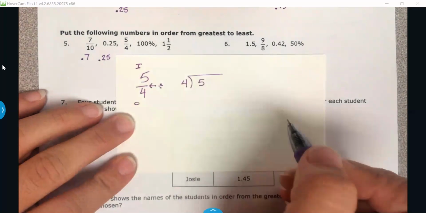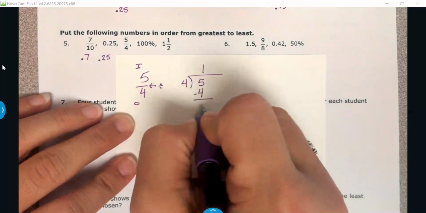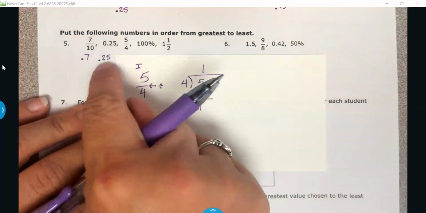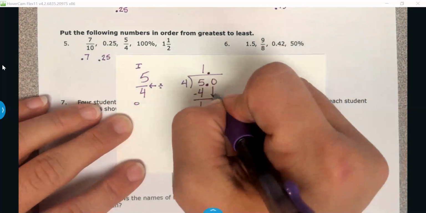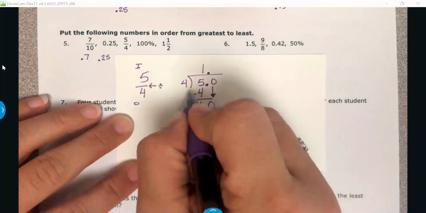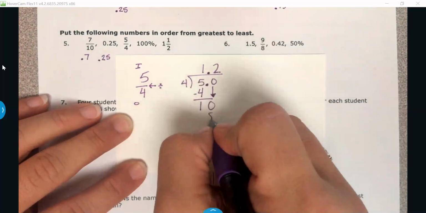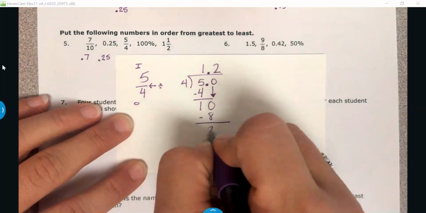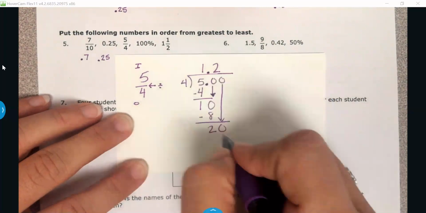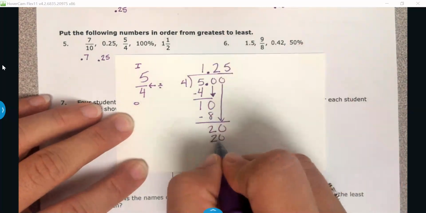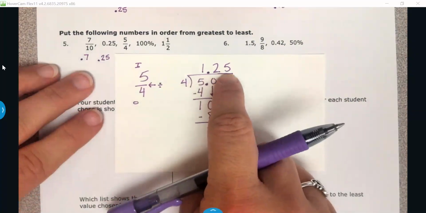So 4 goes into 5 one time. And 1 times 4 is 4, and I subtract and I get 1. And I'm trying to change them all to a decimal, so I'm going to add a decimal and a 0 and keep going. Now 4 goes into 10 2 times. 2 times 4 is 8. And I get 2. I'm going to bring down another 0. 4 goes into 20 five times. So 5/4 is equivalent to 1.25.